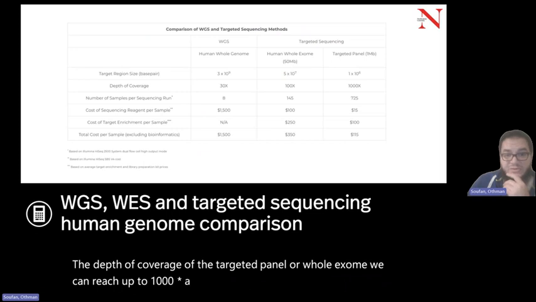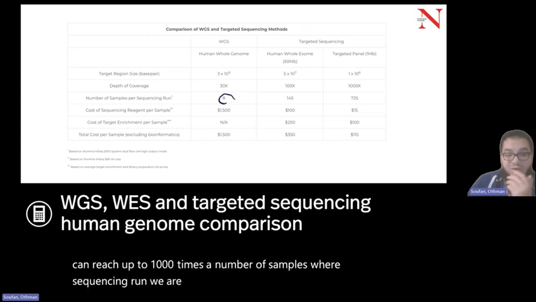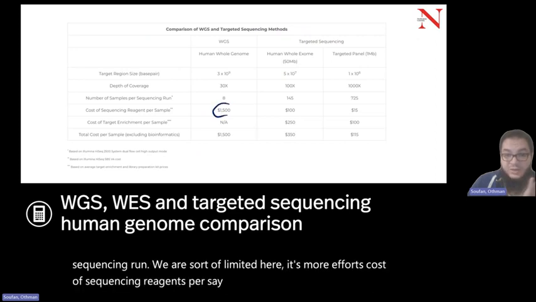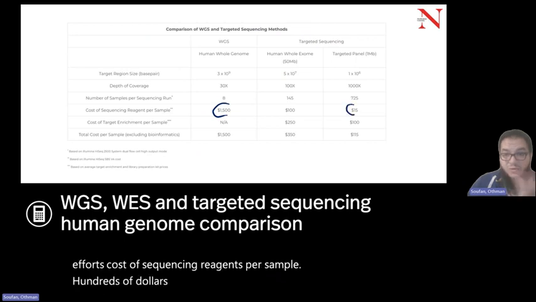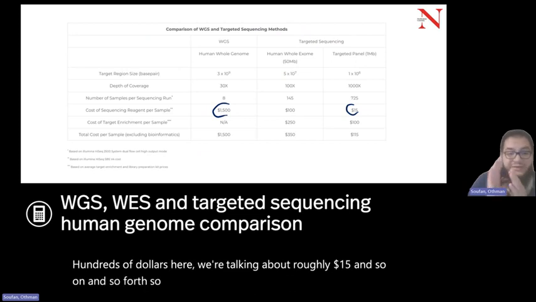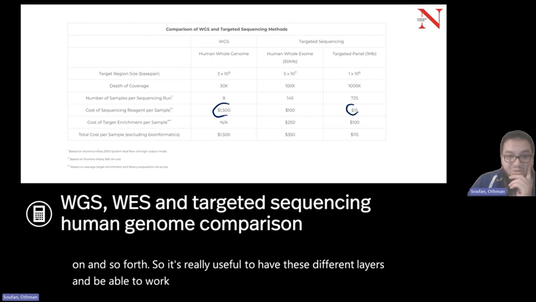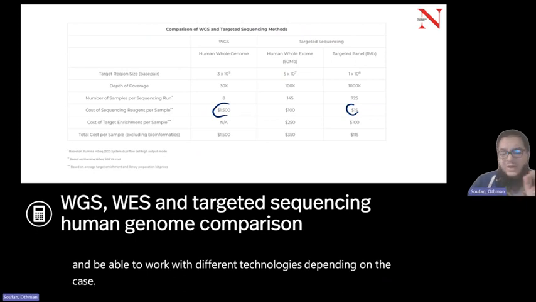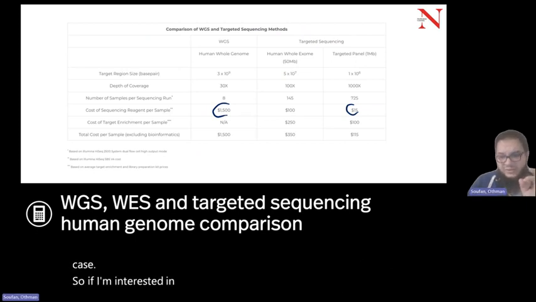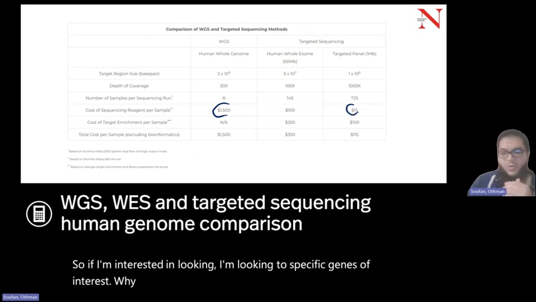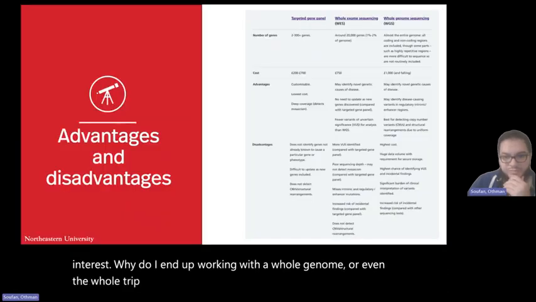Number of samples per sequencing run, we are sort of limited here. It's more effort. Cost of sequencing reagents per sample is hundreds of dollars. Here we're talking about roughly $15 and so on and so forth. So it's really useful to have these different layers and be able to work with different technologies depending on the case. If I'm looking at specific genes of interest, why do I end up working with the whole genome or even the whole transcriptome?